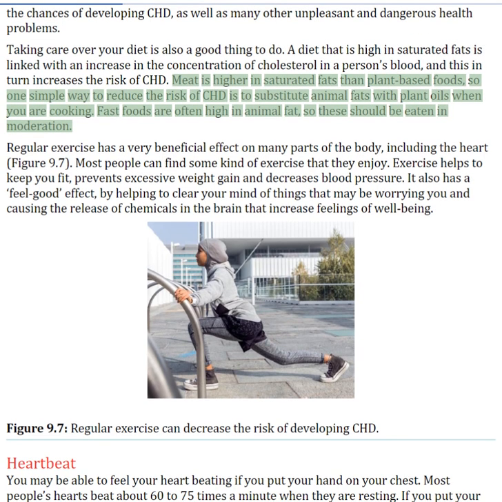Meat is higher in saturated fats than plant-based foods, so one simple way to reduce the risk of CHD is to substitute animal fats with plant oils when you are cooking. Fast foods are often high in animal fat, so these should be eaten in moderation.